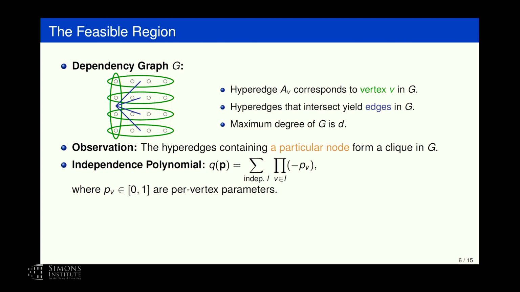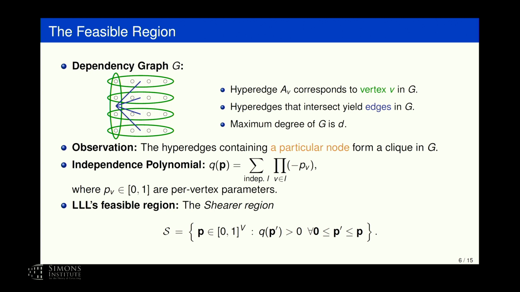OK, now here come the polynomials. What we're going to look at is the independence polynomial of this dependency graph. Actually, it'll be the multivariate independence polynomial with alternating signs, so I'm going to stick in a minus sign there. We have a real parameter, or even complex, as we'll see later. We have this parameter p_v for each vertex in the dependency graph, corresponding to the hyperedges, and then we sum over all the independent sets the product of the corresponding variables in the independent set.